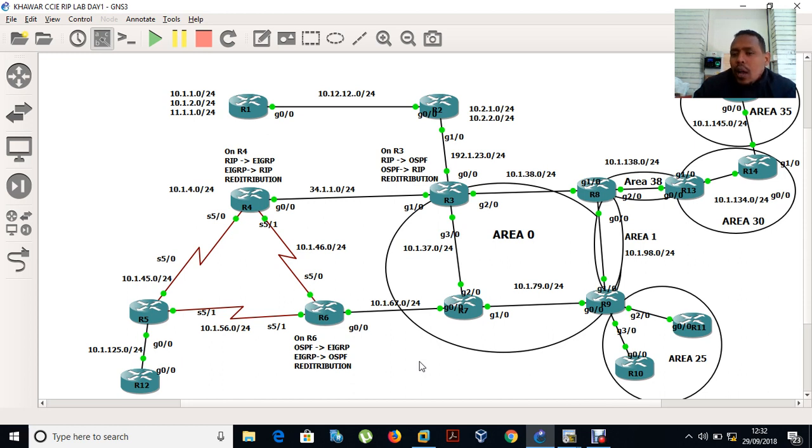So I put together all the routing redistribution techniques and the ways to redistribute safely. So I hope I will see you on the next video, and see you on the next lecture.